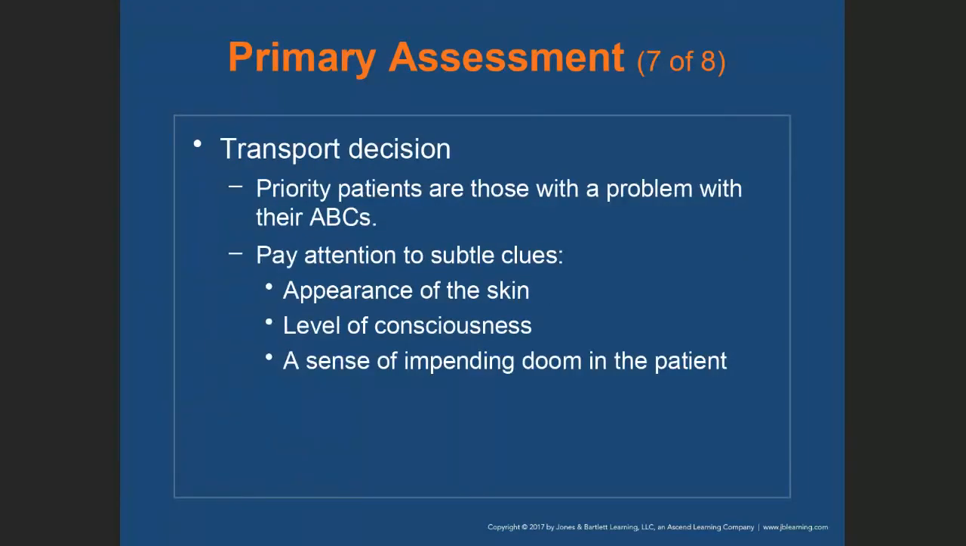After we have completed the ABCs, LOC, airway, breathing, circulation, at this point you should know what your patient's GCS is. You should know if you need to do a rapid scan or a focus, and you should know if it's a load and go or stay and play patient. So transport decision. Priority patients are those with a problem with their airway, breathing, and circulation.